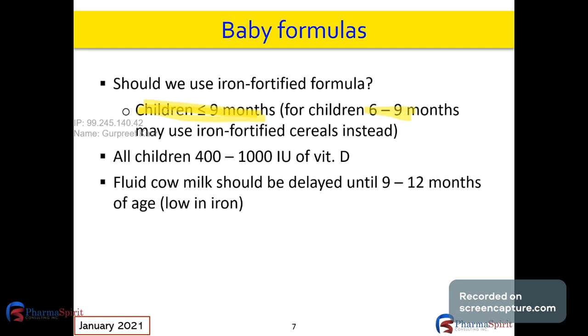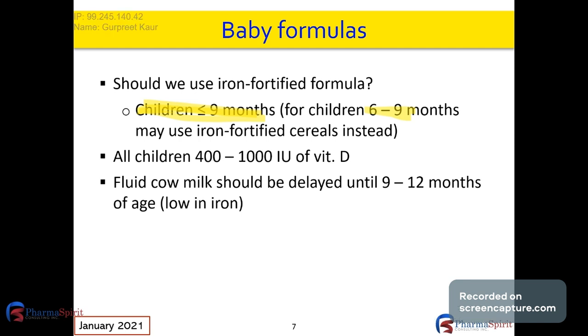So if the baby is not fully breastfed, then the baby will need an iron fortified formula from birth up to 9 months of age. However, between 6 months of age and 9 months of age, we may not give the iron fortified formula, and we may instead give iron fortified cereals or biscuits like arrowroot or something like that.